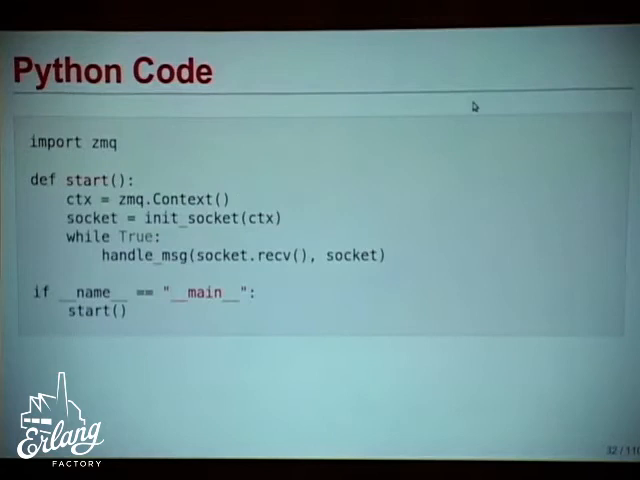And in this API, we always start with a context. And this is part of the ZeroMQ library itself. So we create a context, and you can read in the docs what that context entails, but this is sort of like the environment for the things that we create. We will then create a socket. In this case, we're going to init socket. I'll show you what that is in a second, but just read it at a high level.